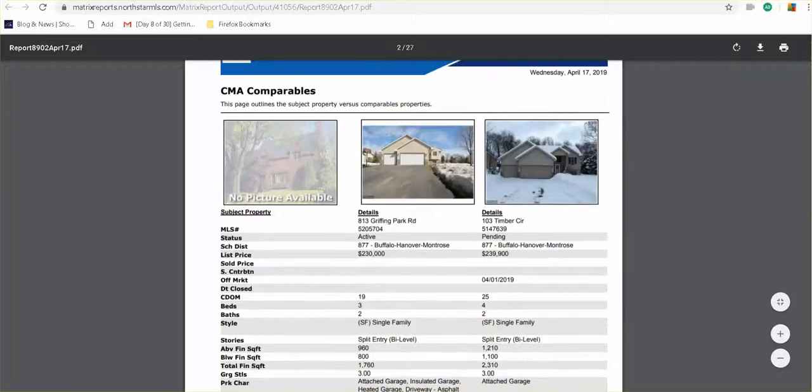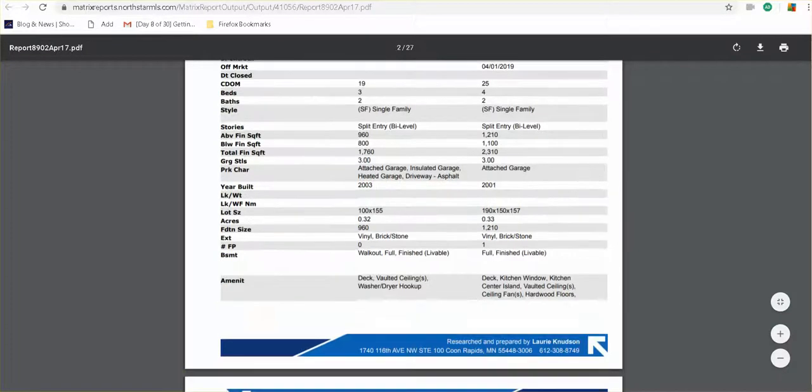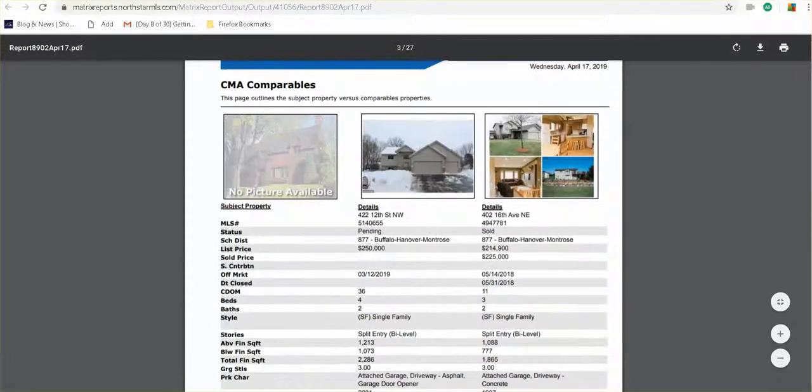Now what's going to happen is the subject property is always going to be on the left, and then the details are going to be for the competitive properties or the competing properties for the competitive market analysis right here. Now here's the active status and the pending status. So each and every page that we roll through, the subject property stays on the left, and you can see we can compare the data when we're live in front of the people.